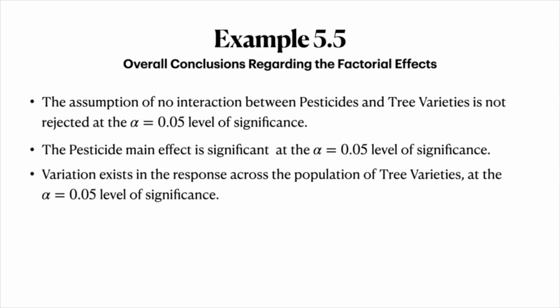And finally, variation exists in the response across the population of tree varieties, not just amongst the tree varieties used in the experiment, but again, this inference extends to the entire population of tree varieties from which the 3 tree varieties used in the experiment were selected from. And so we conclude that at the 0.05 level of significance, there is variation in the response across the population of tree varieties.